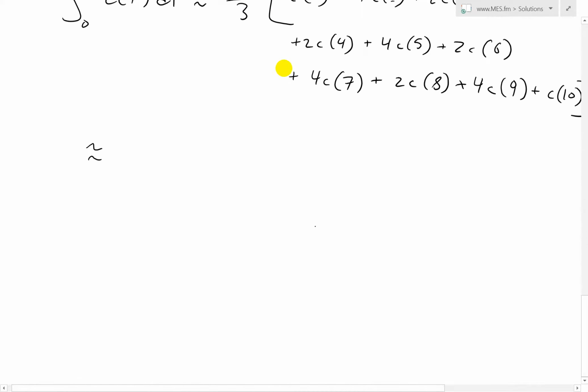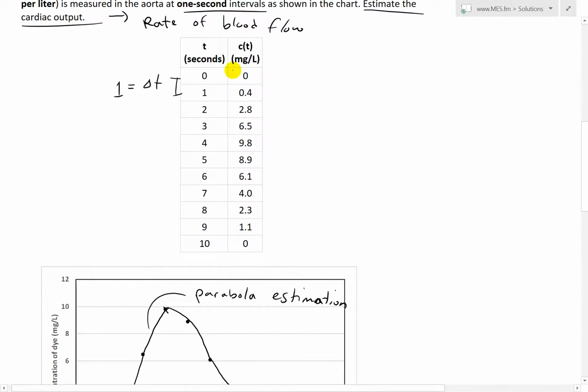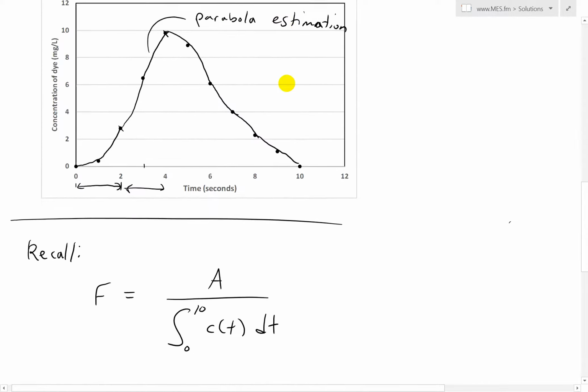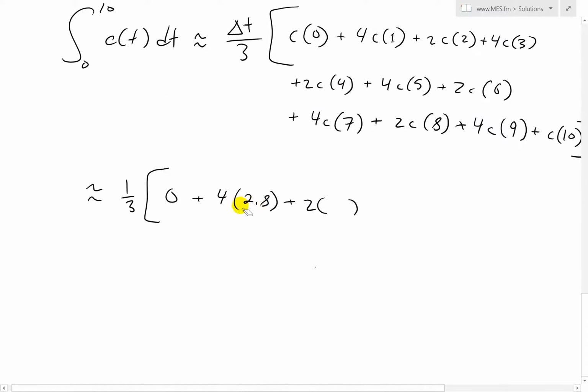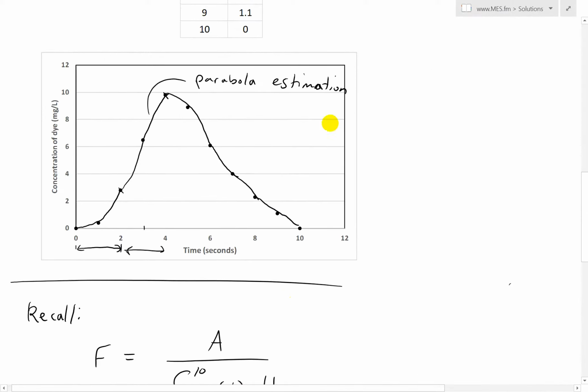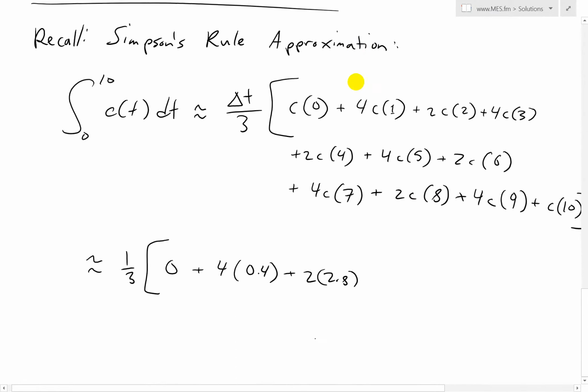I'll just write that down. So 1 over 3, let me write this neater. So c of 0, let's go up here. So we have 0, 0, then 0.4, 2.8, etc. So we have 0 plus 4 times, plus 2, let's see what this was. Actually, whoops, it's not 2.8, it's 0.4. Then 2.8. Let's go back up here again. Yeah, 0.4, 2.8, then 6.5, 9.8, 8.9.